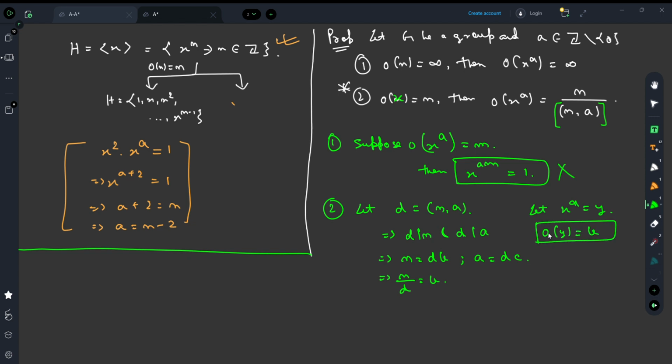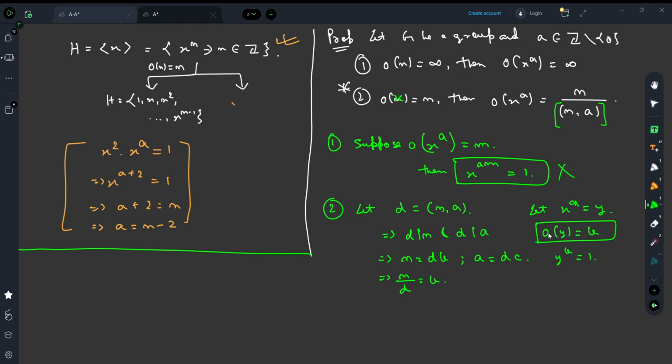Now, what can be the procedure which we can follow? One thing which we can do is that we show y to the power b is 1, and we show there is no smaller integer for which that happens. So that can be one procedure.